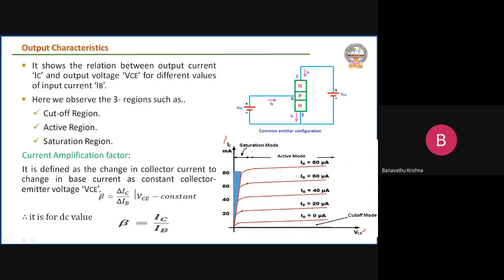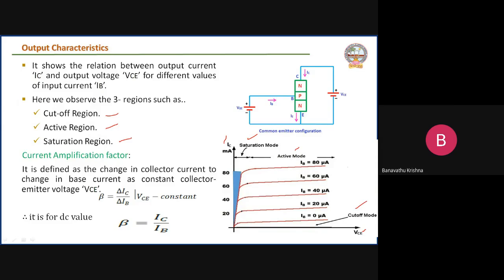Here we are observing three regions: the cutoff region, the active region and the saturation region. Let us observe these three regions.